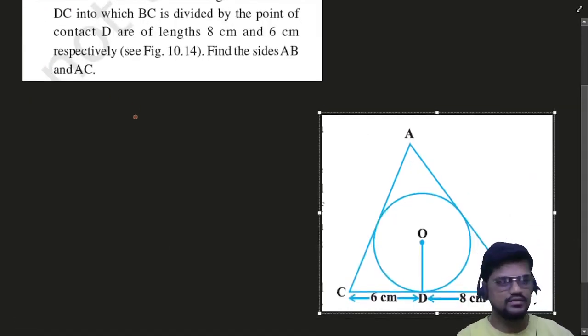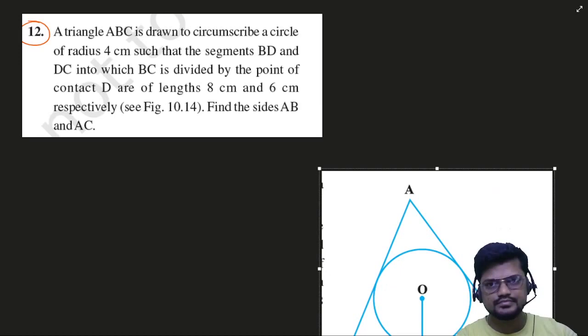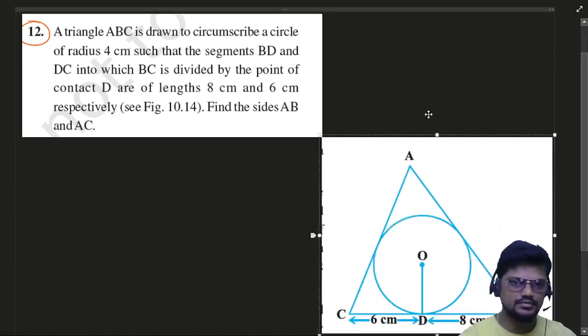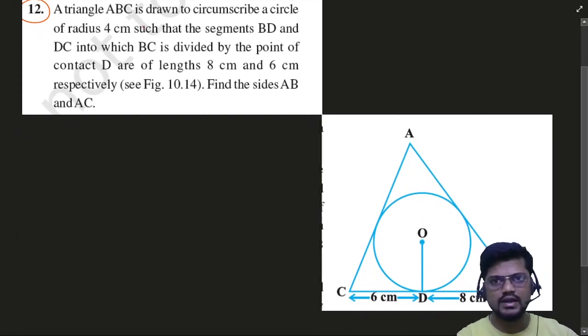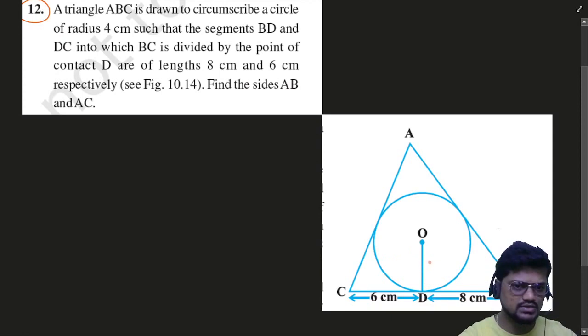Now see over here what they have given in this question. A triangle ABC is drawn to circumscribe a circle of radius 4 cm. Means the radius of the circle is 4. Such that the segments BD and DC into which BC is divided by the point of contact D are of lengths 8 cm and 6 cm respectively. You have to find the sides AB and AC.